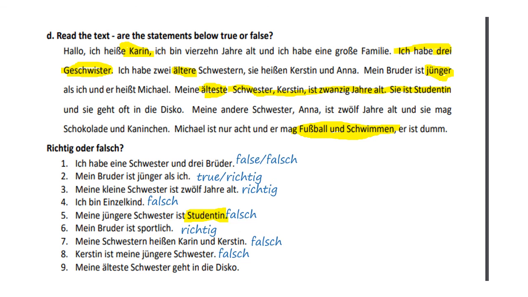And finally, meine älteste Schwester geht in die Disco. Das ist richtig, that's correct, that's true. So it does say the same thing there if you look. Meine älteste Schwester Kerstin ist 20 Jahre alt. Sie ist Studentin und sie geht oft in die Disco.